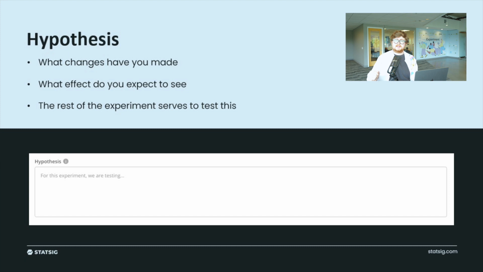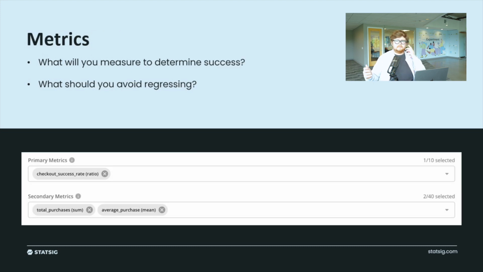So for your hypothesis, this might be something like, we've redesigned the checkout flow and we think it's going to result in more purchases or a higher conversion rate. That's a hypothesis that we can go and test. Did it do that? Metrics are how we're going to actually measure if it did. For Statsig, we like to break it out into two very generic boxes, primary metrics and secondary metrics. There are a few different schools of thought on exactly what you should consider a primary metric and what you should consider a secondary metric.